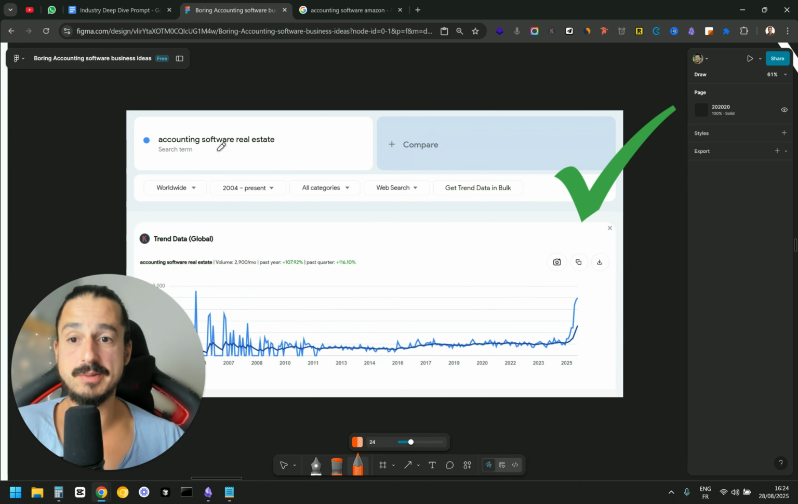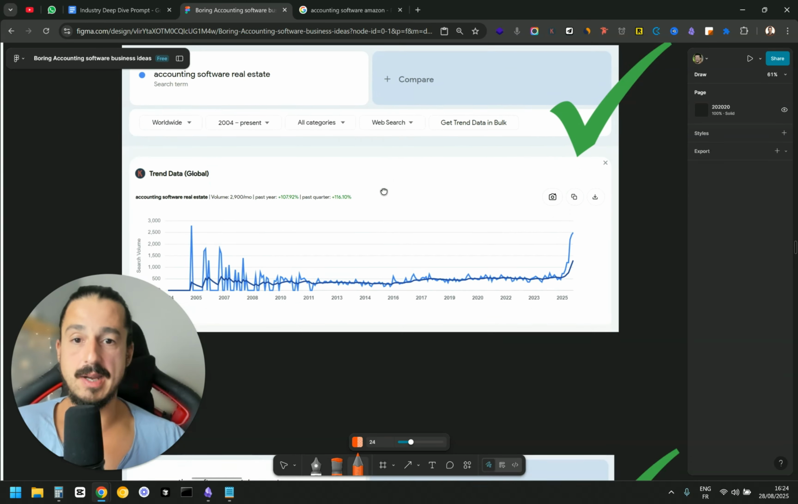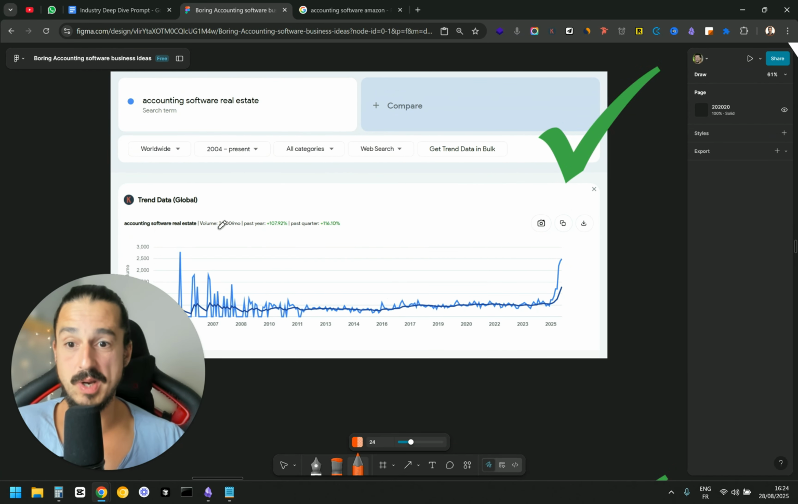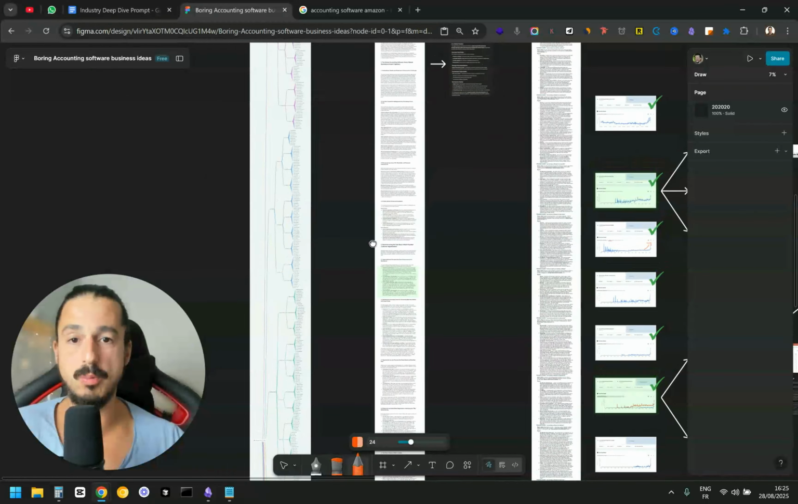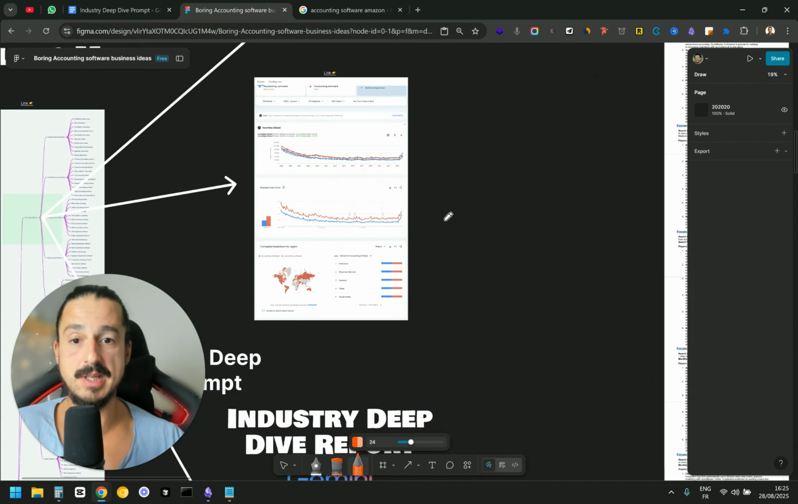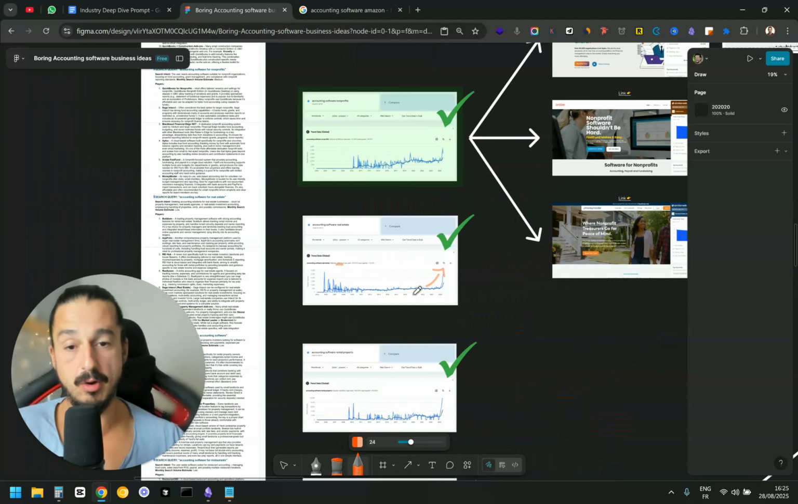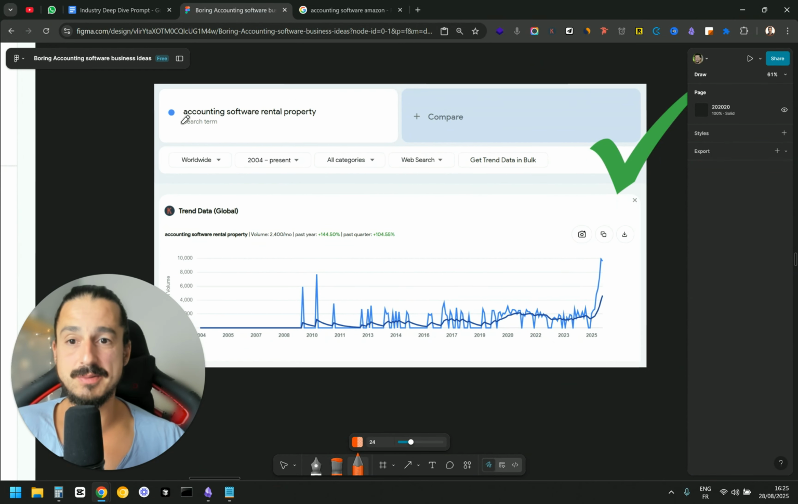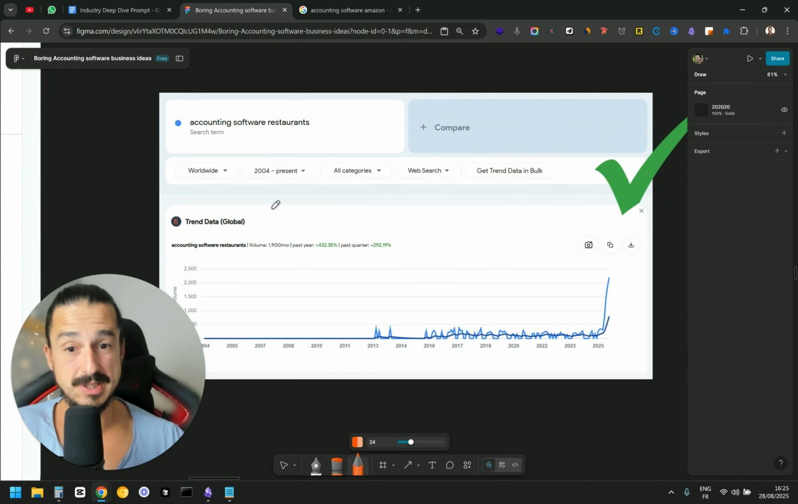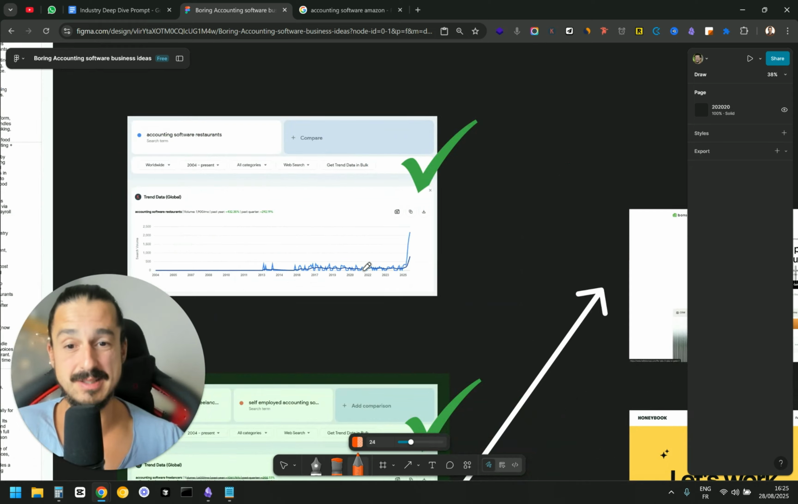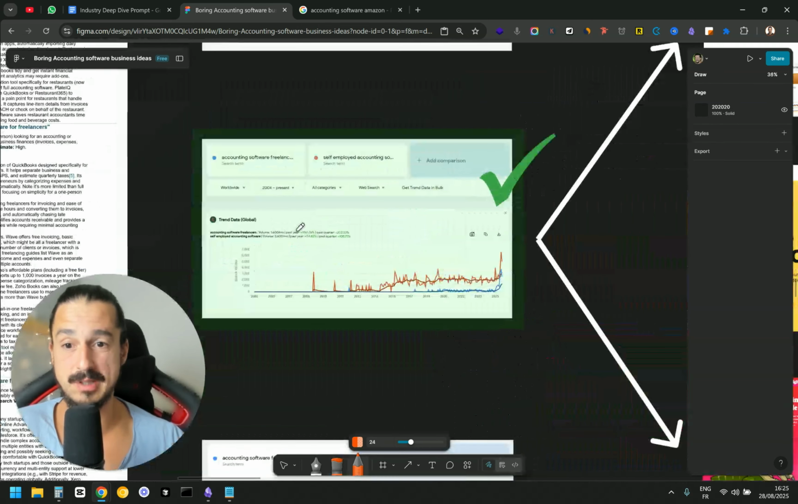Then we have accounting software for real estate. Same thing. We have good volume and we have something happening recently, which is all related to the global growth that we can see here in the recent weeks or months. Next one, we have accounting software for rental property. Again, we have a solid volume, something happening recently. Then we have accounting software for restaurants. We have a decent volume, and there is definitely something to do in this subcategory.